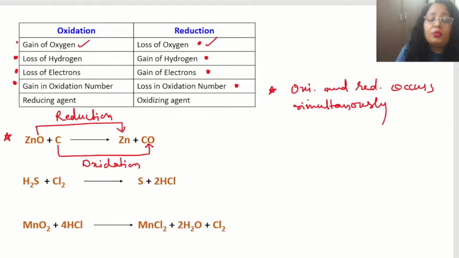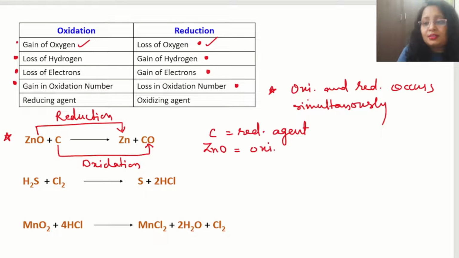Fine. Who is the agent which starts this reducing reaction? It is the carbon. So here carbon is a reducing agent. Here carbon is reducing agent because it initiates the reduction process. In the same way, carbon to carbon monoxide is the oxidation process, and the substance which is initiating this oxidation is zinc oxide. So we can say zinc oxide is an oxidizing agent.